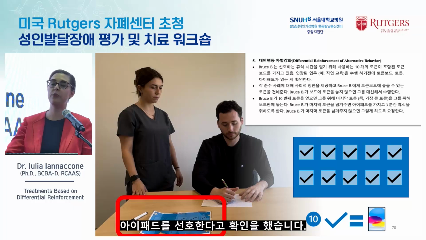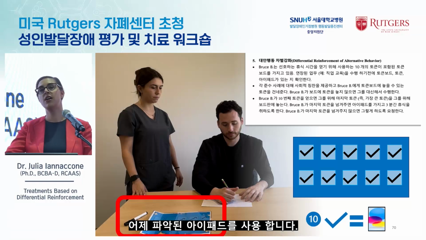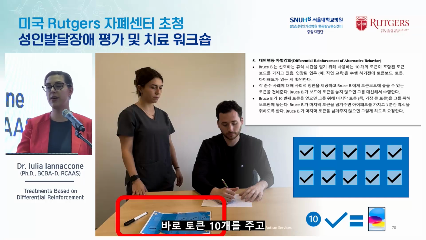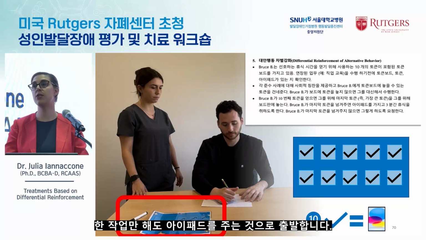So our problem is that Bruce is not working. What do we need to increase behavior? We need a reinforcer, and we identified one yesterday. We're going to use the iPad. So you wouldn't just start out right away with 10 tokens to get your iPad. A lot of times it would just be do one thing and I'll give you your iPad, just to make sure that the iPad is working.